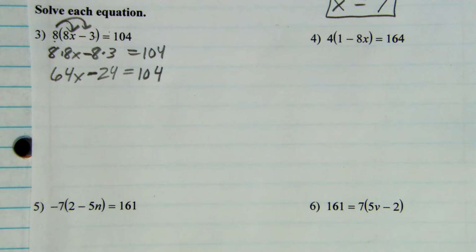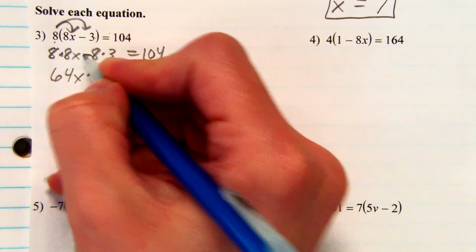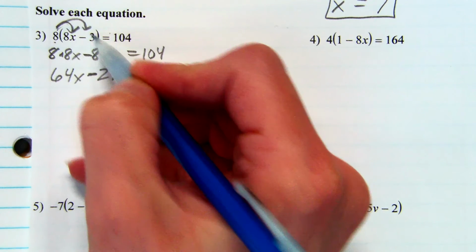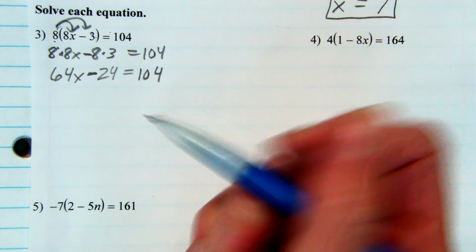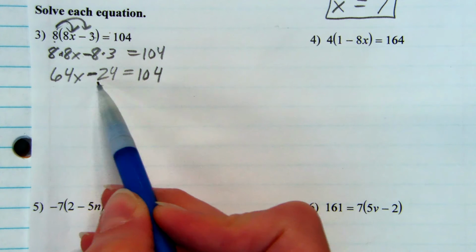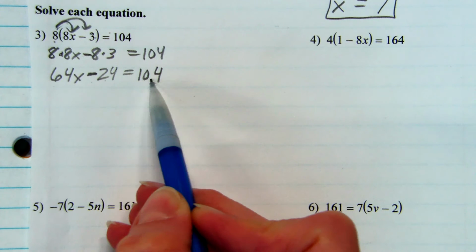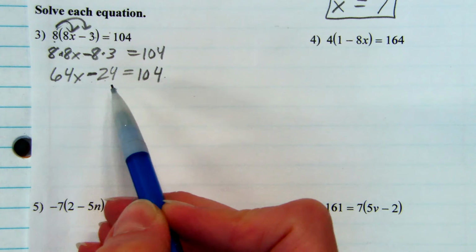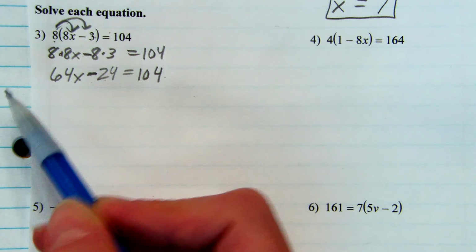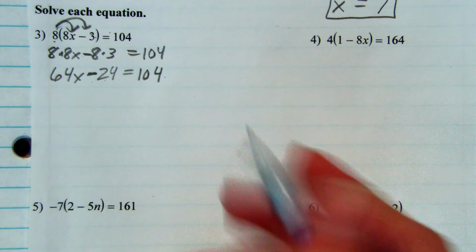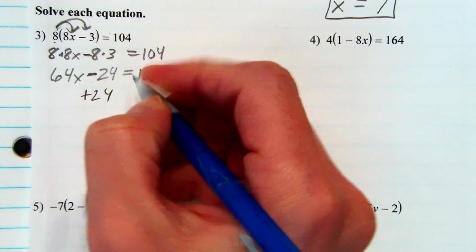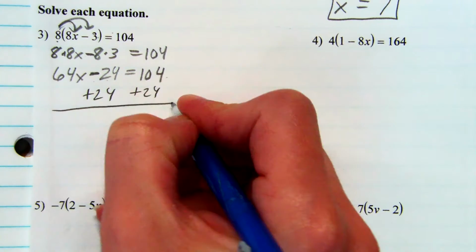So what would I do first? Raise your hand to answer. I can't quite read the top one. It's 8 times 8x and 8 times 3. Okay? So I have 64x minus 24 equals 104. So would I add or subtract first, or would I divide first? TJ? Add. Thank you for raising your hand. So we're going to add 24 to both sides.